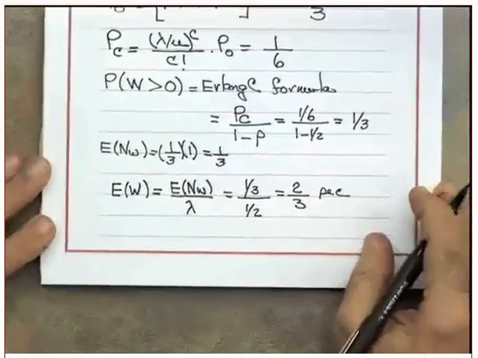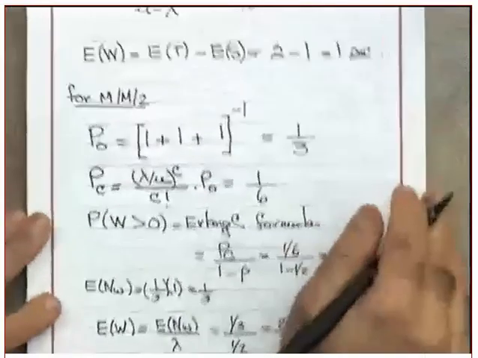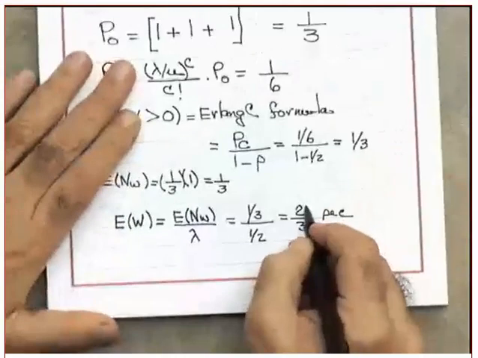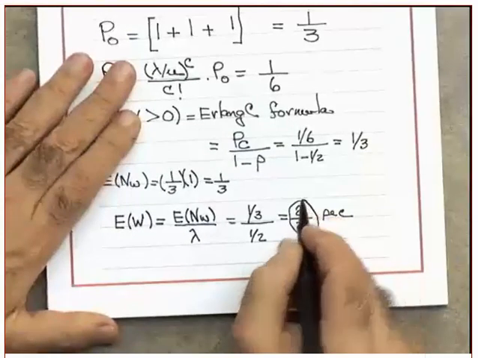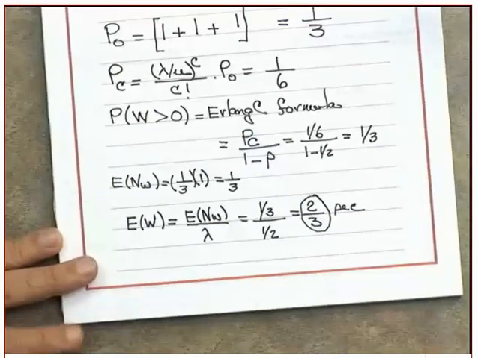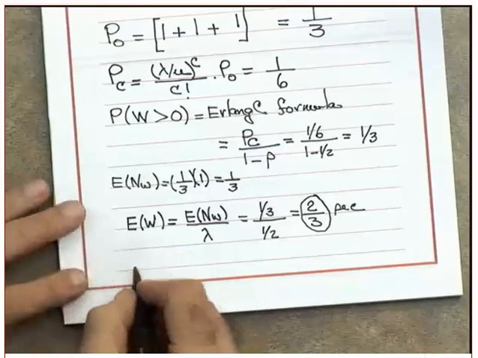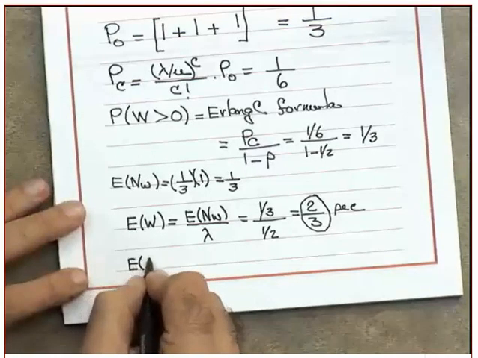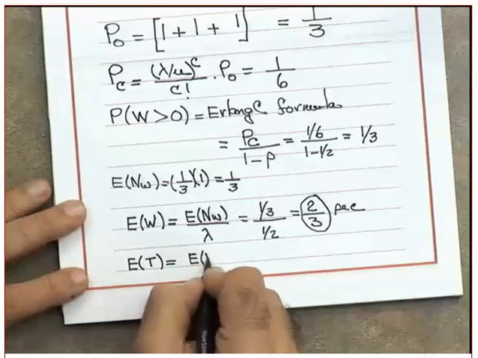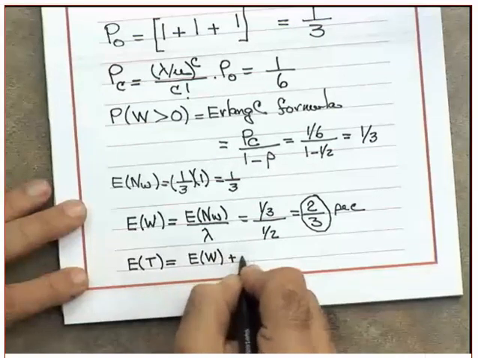Clear? Question. Our intuition, was it correct or not? 2/3 of a second. Clear? Yes or no? Okay. And what is E of T? E of T is what? E of W plus what?